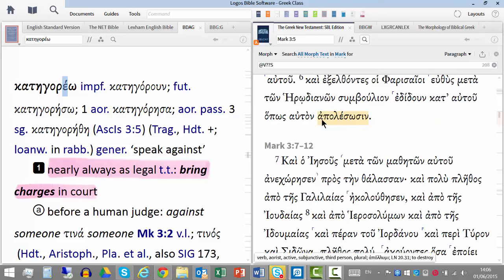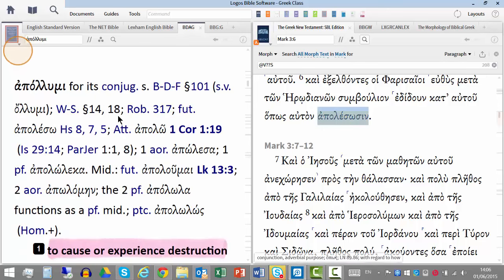Here at the end of verse 6 we have apolesōsin. Apolesōsin, it's from the verb apollumi. It's a mi verb. We haven't covered those yet, so I'm not going to linger here. But even though we haven't covered them, there are some things that would make this easy to diagnose. There's our sigma, which is our tense formative. Lengthened connecting vowel. Third person plural ending with the movable nu.